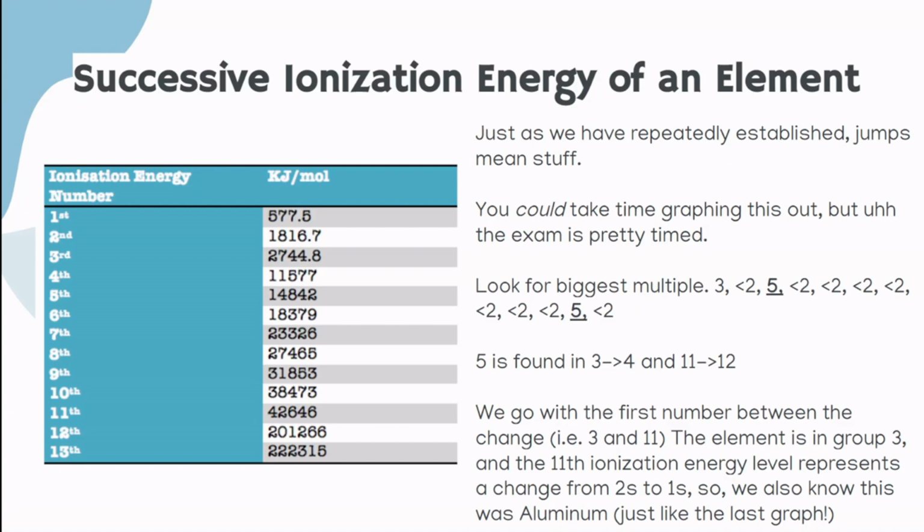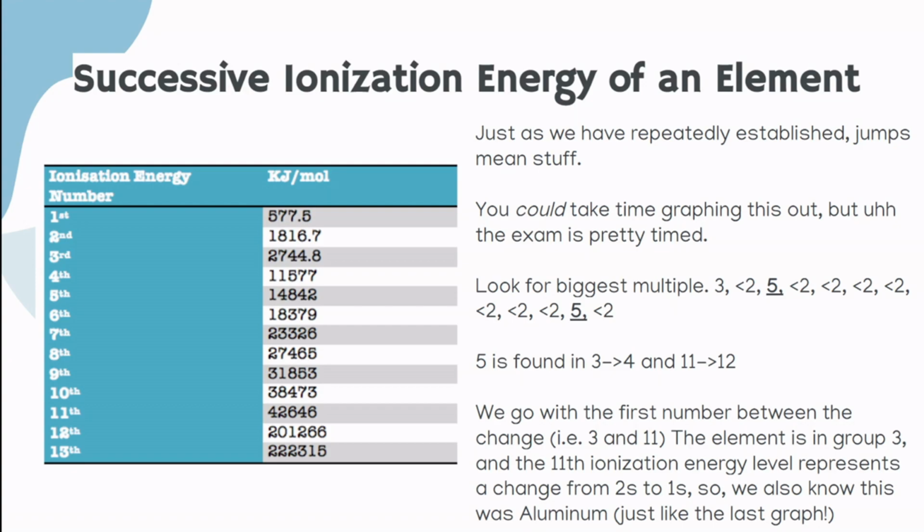So while they may give you a graph like we just saw here, they can also give you a table. What this table means is you still look for jumps. The jumps idea is never going to change for this section of the chapter. There are 2 things you could do. You could graph it out, I do not think you should ever graph this out, but if that's how you get the mark, that's how you get the mark. But I would say you should look for the biggest multiple.